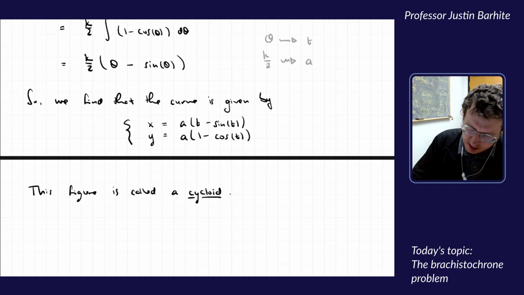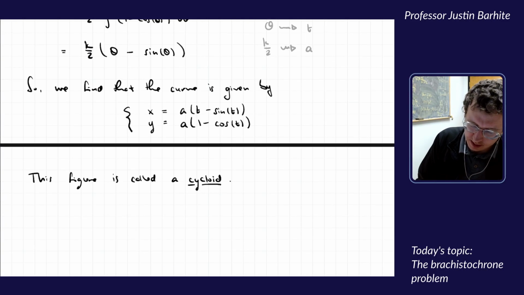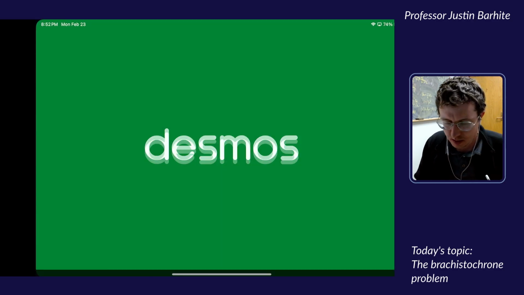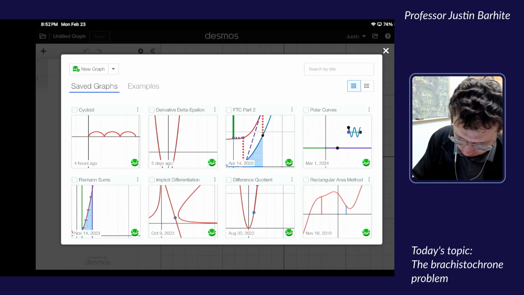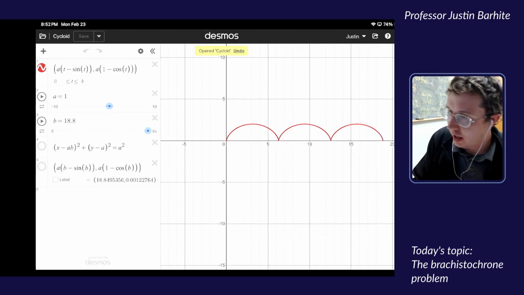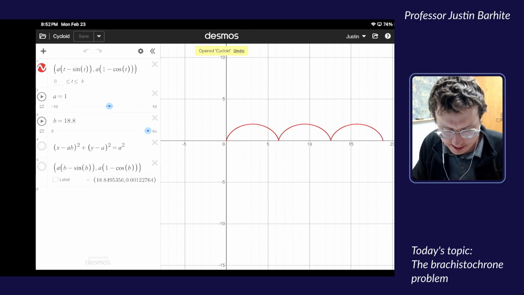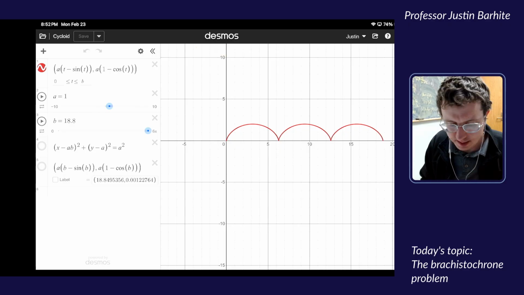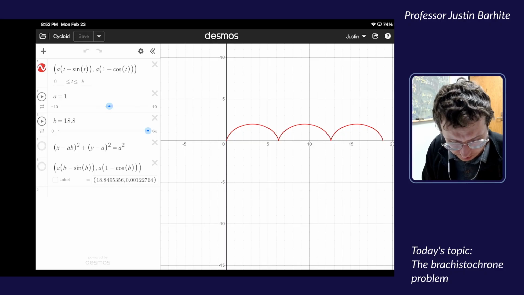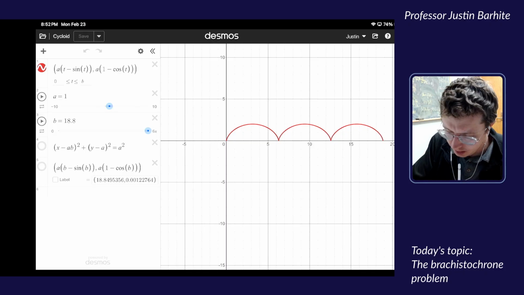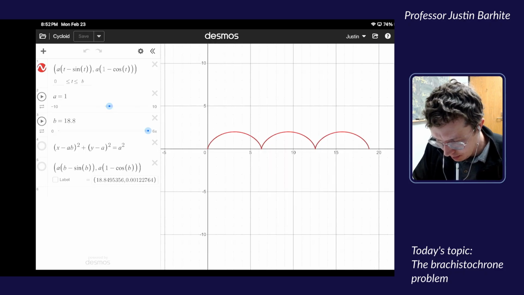So let's hop over to Desmos and see what this looks like. It's super cool. So I have plotted here this cycloid. You can see up in the top left those are the equations we just worked out for the x and y coordinates. It looks about like this.